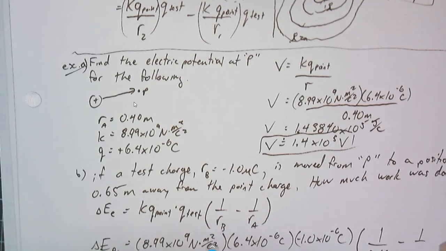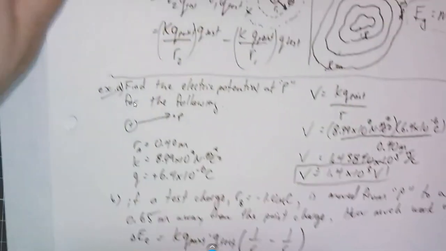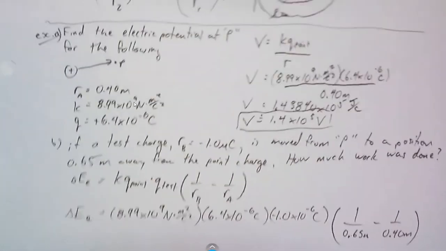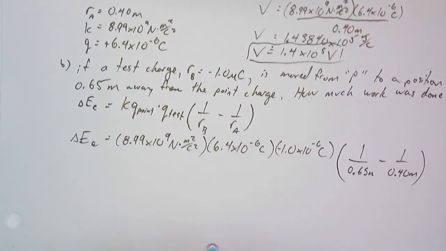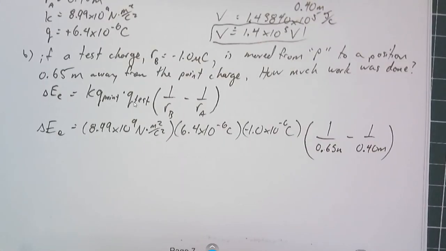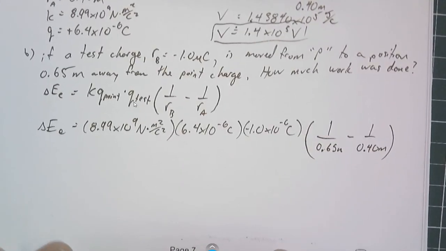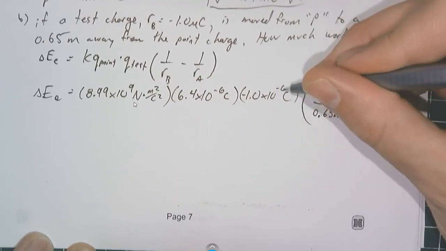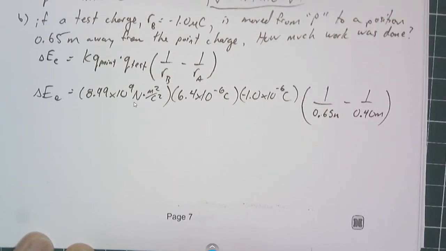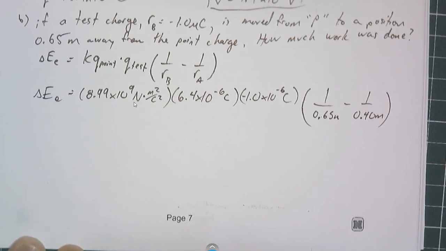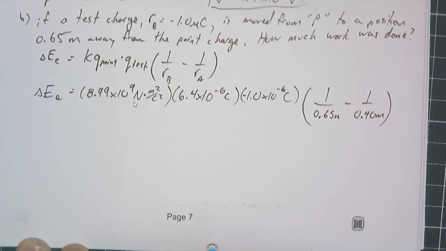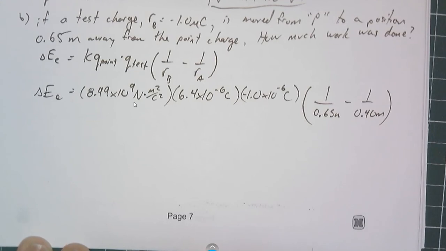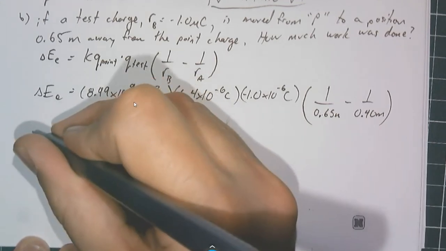Minus 1 over 0.40. If it's that far away from the point charge, wouldn't it be that plus? Oh, never mind. Good. Yeah, we're just doing final minus initial. Is that a negative 6? Yep, negative 6. Remember, a microcoulomb is a millionth of a coulomb, 10 to the negative 6. I have an answer, but I have no confidence in it also. All right, I will say it's second.